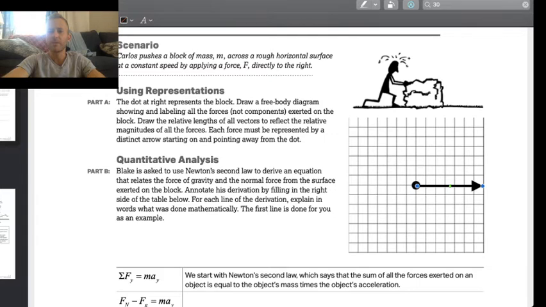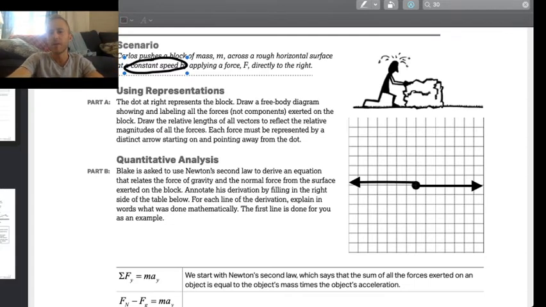We've got the friction force. Now, I'm drawing the applied force and the friction force to be equal in size. Why am I doing that? It's because you'll notice that the block is being pushed at a constant speed, which means that the net force is 0, so the horizontal forces have to be in balance.